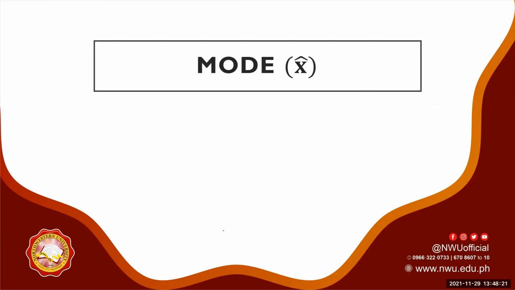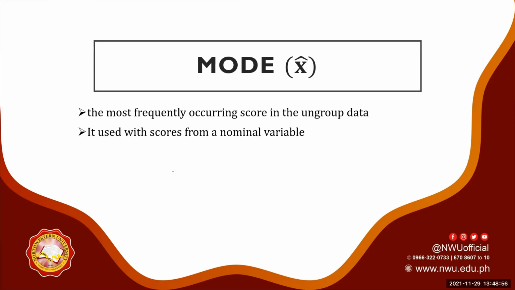Pag sinabi mo namang mode, here is the notation. This is like X and like a cup. Okay? So that's how we denote a mode. Pag sinabi mo namang mode, it is the most frequent occurring score in the ungrouped data. Pag sinabi mong frequently occurring, yan yung halos palaging nagpapakita. Yan yung palaging halos lumalabas doon sa set of data mo. Ibig sabihin, pag sinabi mong mode, this is the numbers or values kung saan yan yung pinakamaraming bilang.